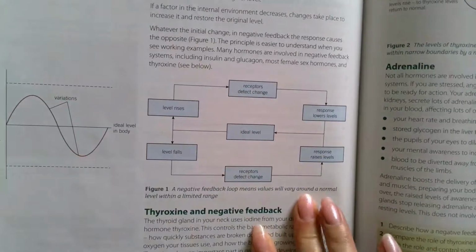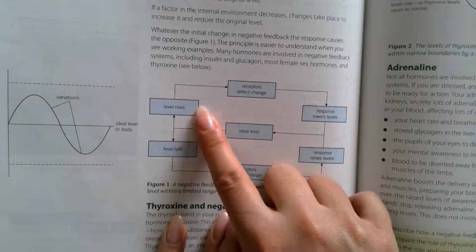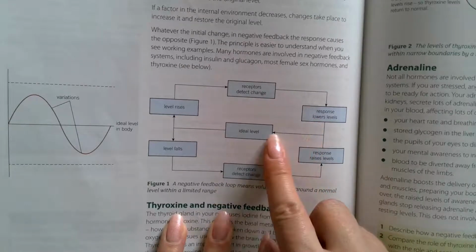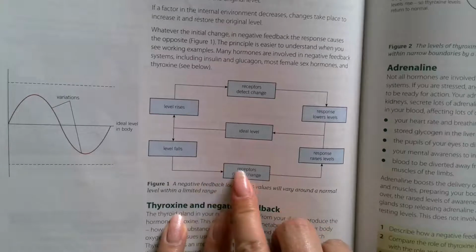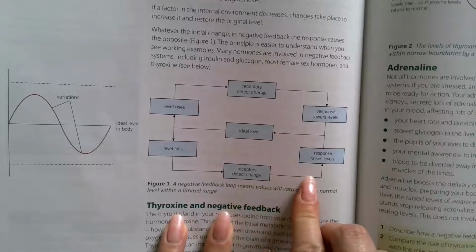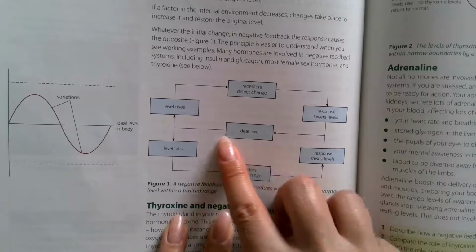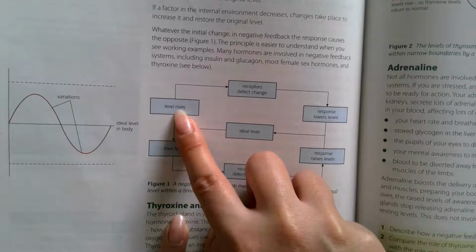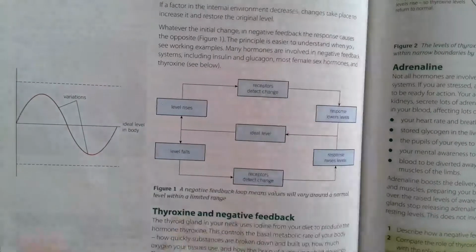So we've got the ideal level in the middle. If the level rises, receptors detect the change and the response lowers levels, so we get back to the ideal again. However, if the level falls, receptors also detect the change and then a response raises levels, so we're back to the ideal again. So this is a negative feedback system. It will keep going. Every time it goes away from the ideal, it will be detected and a response will be put in place.